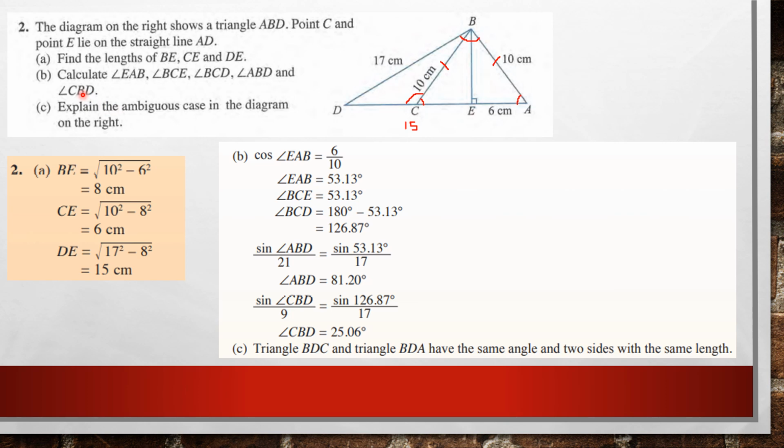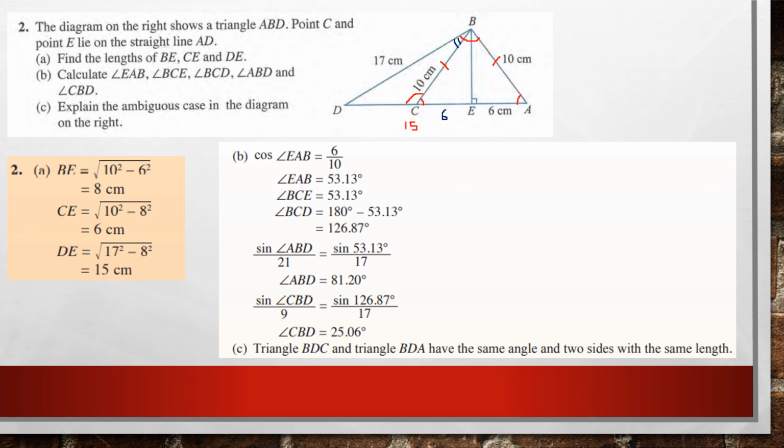Next is angle CBD. CBD is this part. So you know that CE is equal to 6.